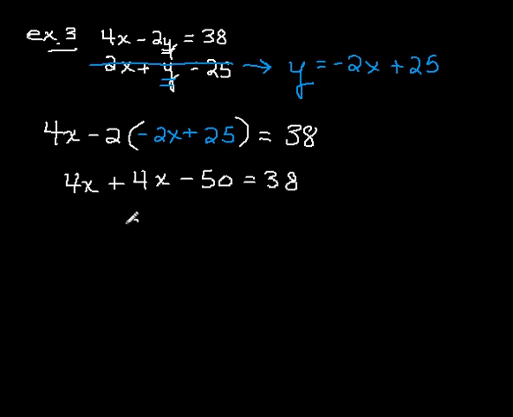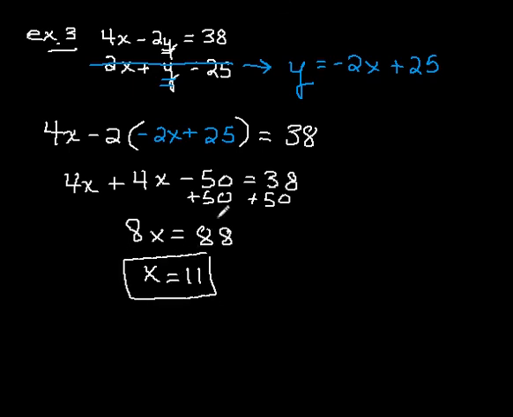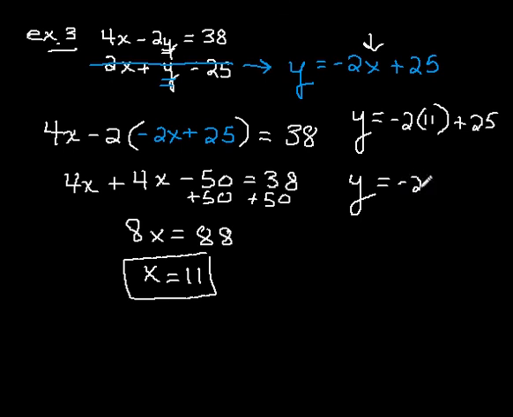So 8x. If we add 50 to both sides, this works out really well. We get 88, and x equals 11. We go up to the equation that we rearranged. We replace the x, this x right there, with 11. So we get y equals minus 2, and we're replacing that x, so I put parentheses, plus 25. Y equals negative 22 plus 25.